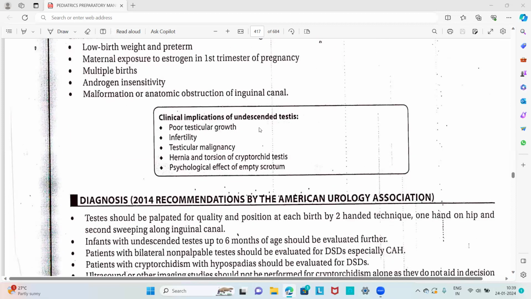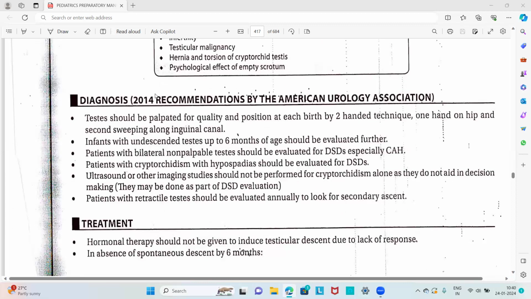The clinical implications of the undescended testis are poor testicular growth, infertility, testicular malignancy, hernia and torsion of the cryptorchid testis, and psychological effect of an empty scrotum. These are the clinical implications of the undescended testis, that is, a patient presents with these symptoms or features. Then how will you diagnose a case of cryptorchidism?